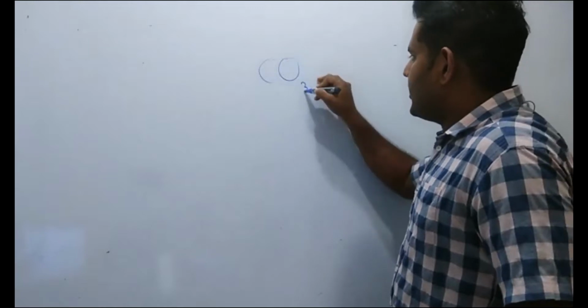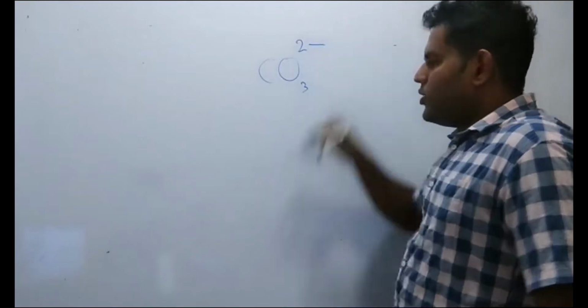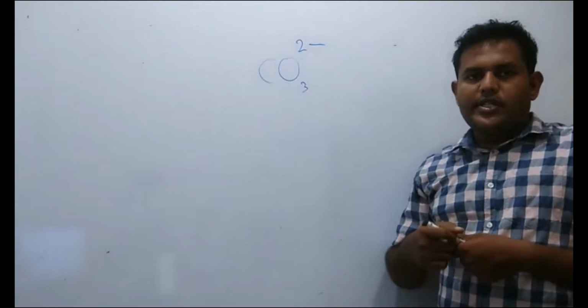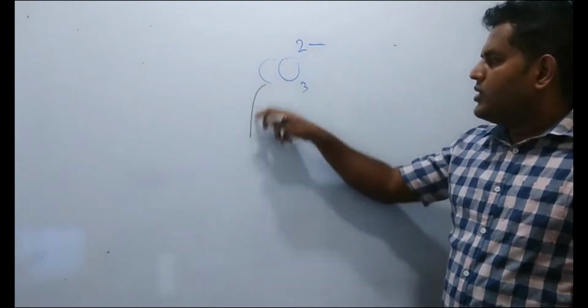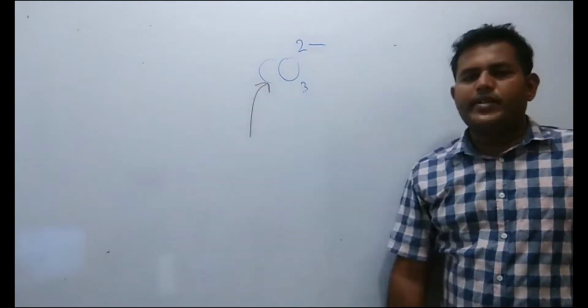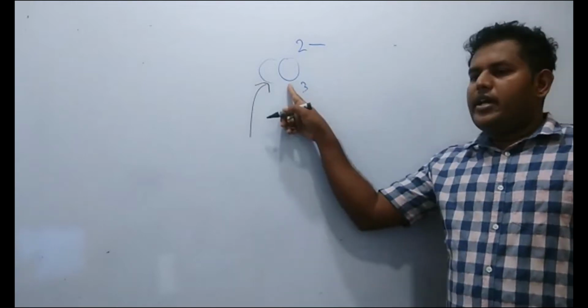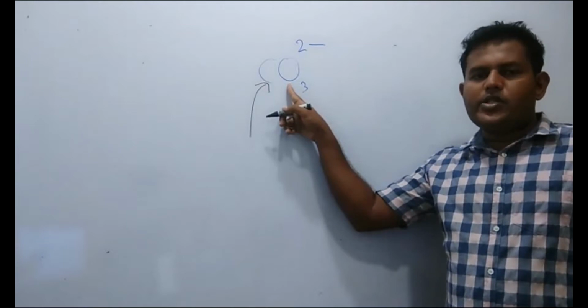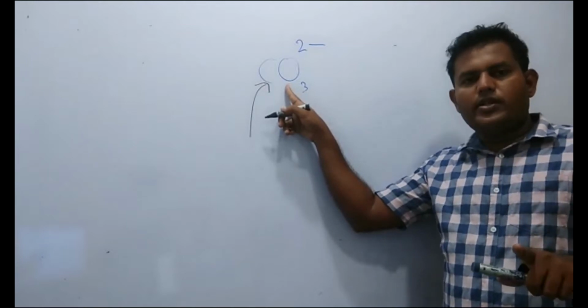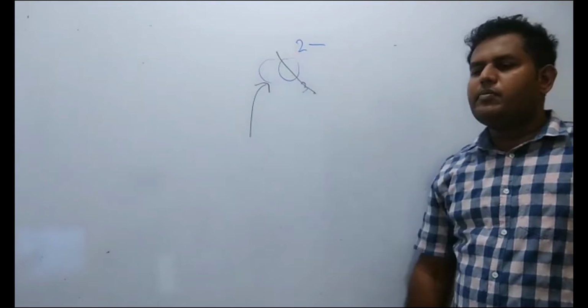In carbonate, CO3 2 minus, when we find the oxidation number, how to find it? There is a negative charge. So I have introduced a method. The neighboring atom is oxygen. One oxygen is minus 2. There are 3 oxygens, that's minus 6.